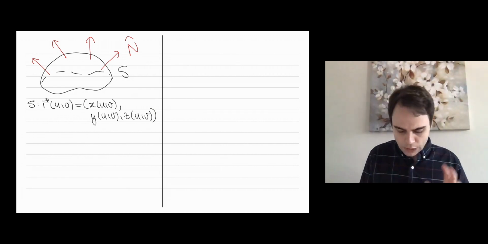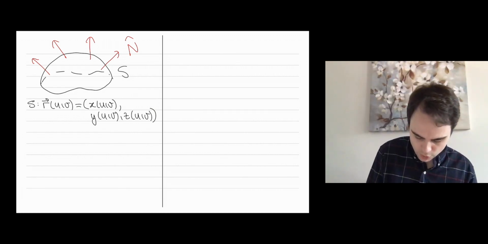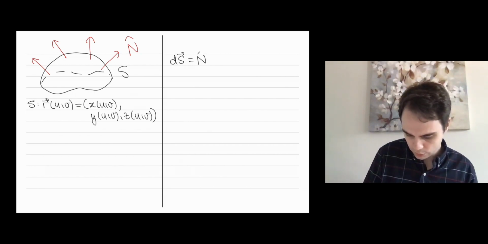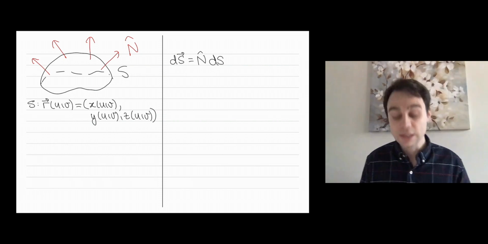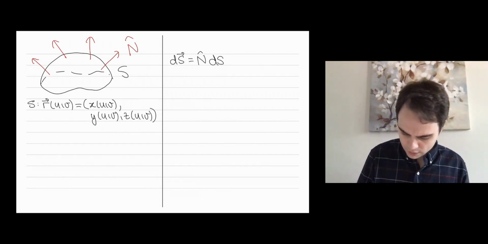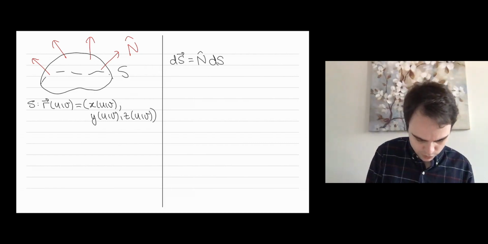Okay, so the unit normal. We're interested in dS, right? That's the unit normal times dS without the arrow. Vector dS has these two pieces. So first, what's the unit normal?